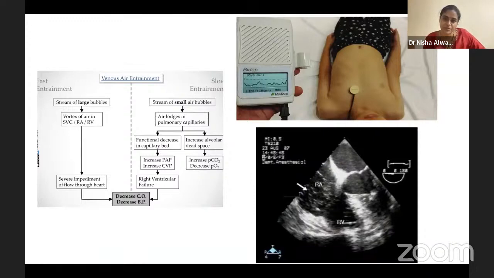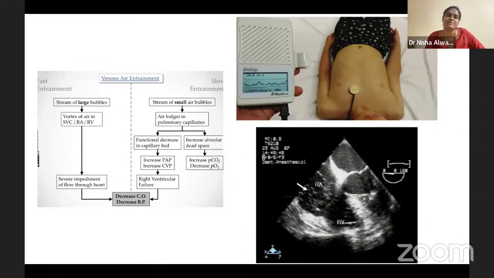So this is a TEE picture where we have found air bubbles entering into the right atrium and then into the right ventricle. The incidence of venous air embolism is roughly anywhere between 25 to 75%, or almost 100% in the sitting position. But the incidence also varies because the sensitivity of the modality in which we diagnose also changes.